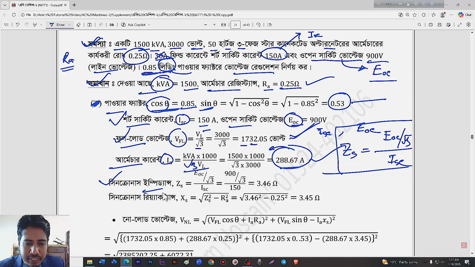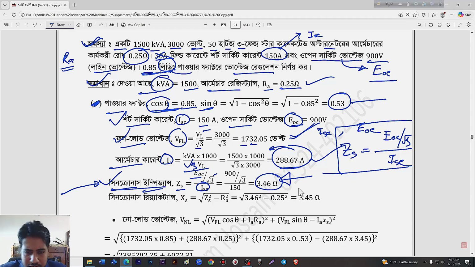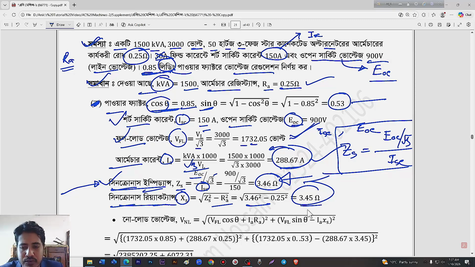And the synchronous impedance is vital and critical. Synchronous impedance ZS equals EOC divided by root 3 divided by ISC, and from this calculation the synchronous impedance is 3.46 ohms. The synchronous reactance equals root over ZS square minus RA square, and if we put in these values, we get the synchronous reactance as 3.45 ohms.